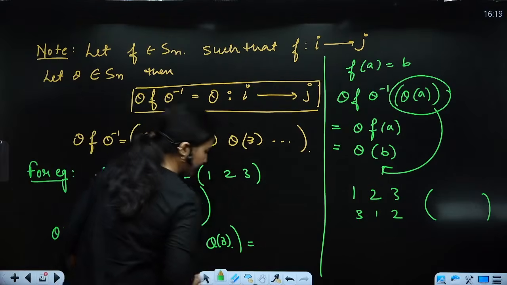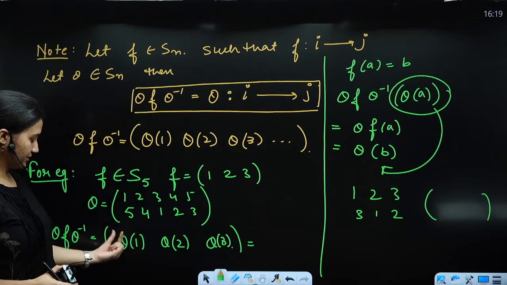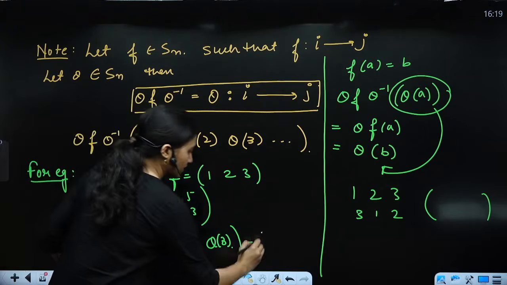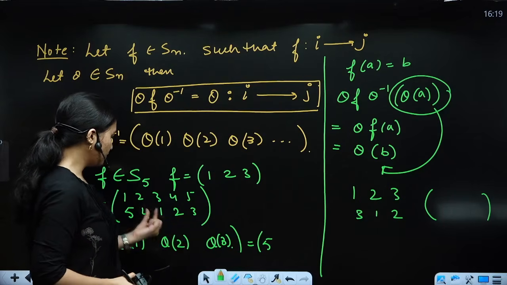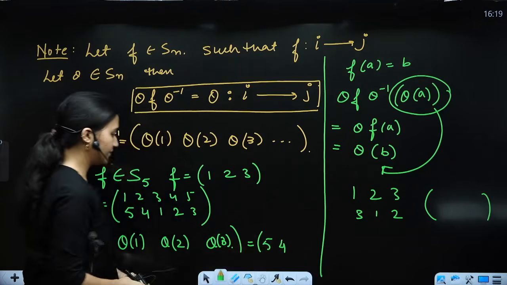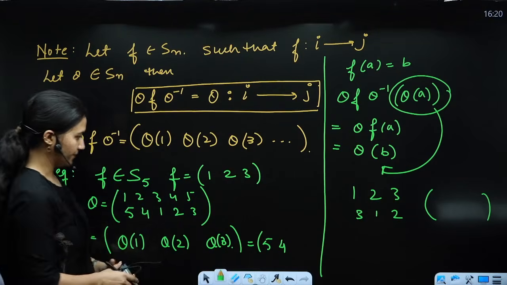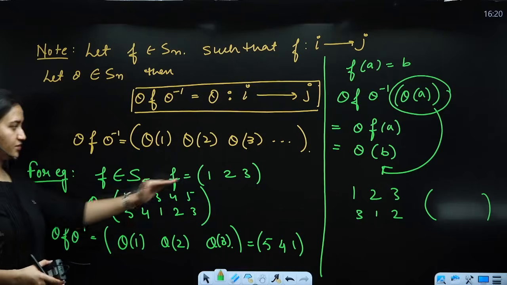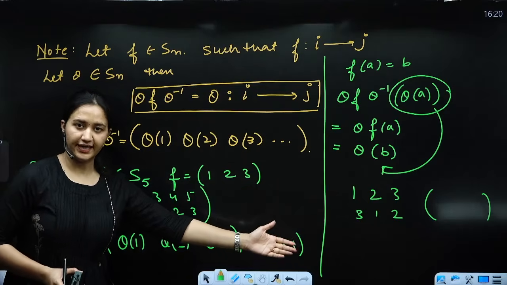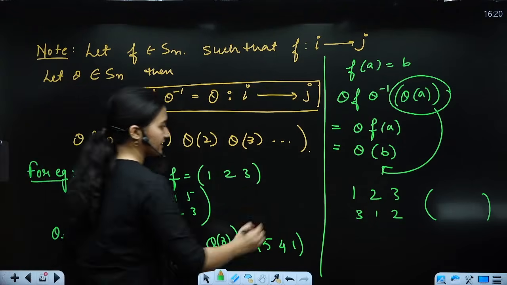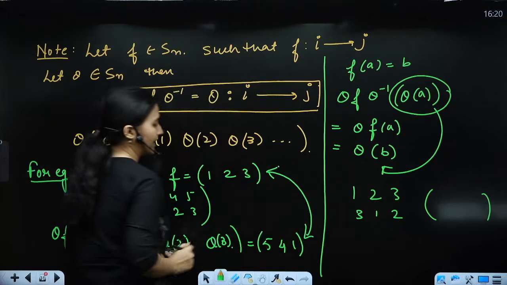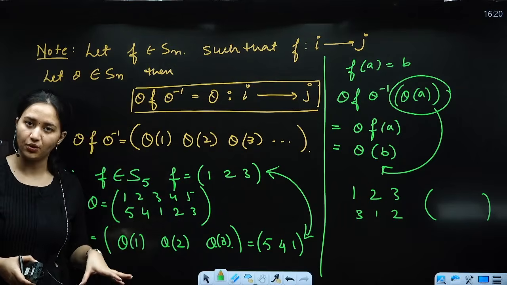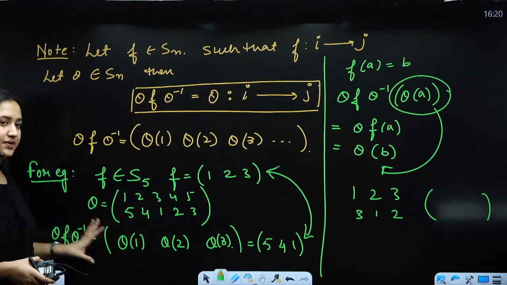So the image of 1 under theta is what? 5. Image of 2 is 4, and image of 3 is what? 1, right? So the conjugate of f, that is 1 2 3, is 5 4 1, right? That's it. The main thing is that it is establishing a relation between two elements which are conjugates of each other, and they are going to be of the same order. Clear? It does not matter what you take theta, right?